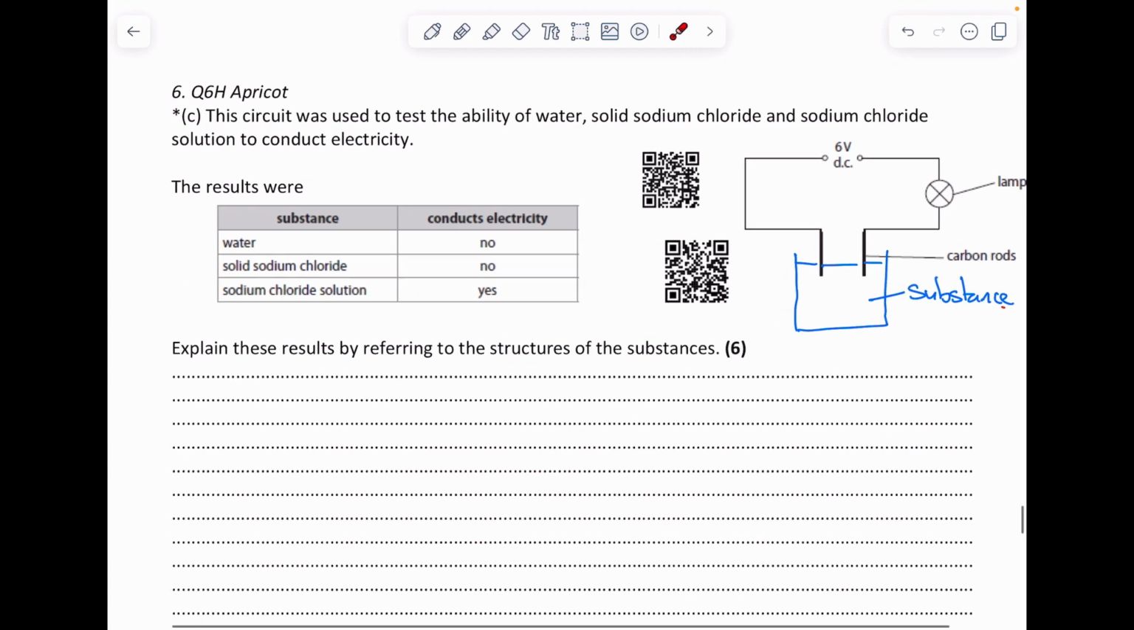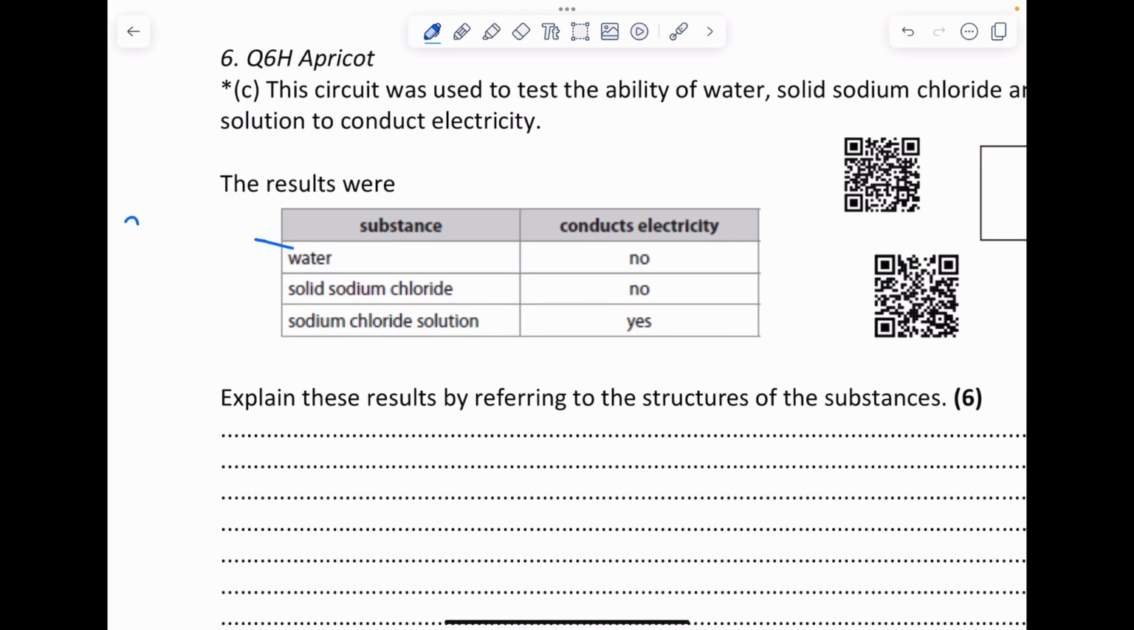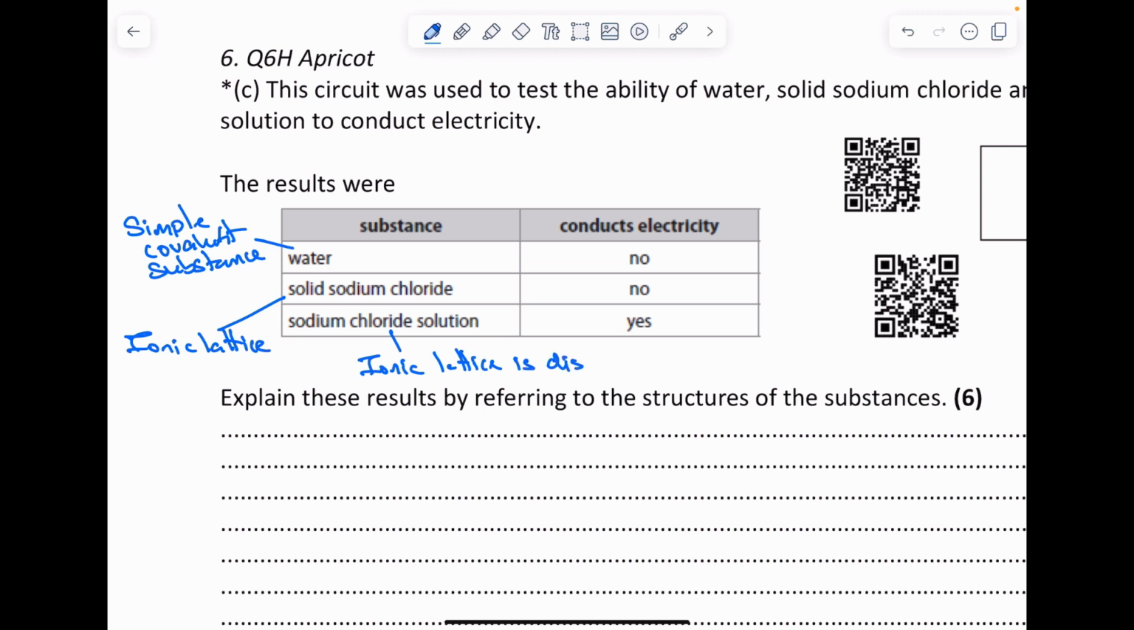Something else you'll need to know to help you answer this question, just a reminder, the types of bonding present. So water is a simple covalent structure. Now that should mean something to you. Simple covalent substance, that should help think about the properties it would have. Solid sodium chloride, this is an ionic lattice. So again, that should help explain the result in terms of its ability to conduct electricity. Sodium chloride solution, this is an ionic lattice, but the ionic lattice has been dissolved. So again, that should help you to answer your question.